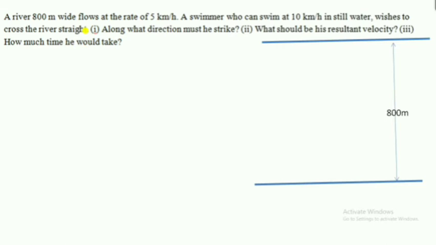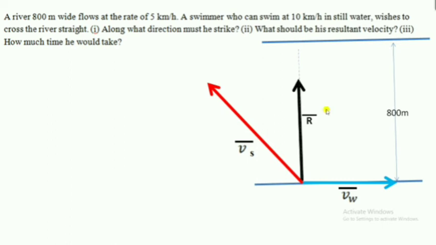So let's draw the diagram. So this is the river 800 meter wide, and suppose this is the velocity of water. So water is going from left to right, and swimmer wants to cross the river straight. The swimmer wants to reach at this point. So in order to reach at this point, he must dive in this direction, so that the combined velocity of swimmer and water bring him to this point. So if he dives in this direction, he will come to this position afterwards. So this will be our resultant velocity, which is a straight line.